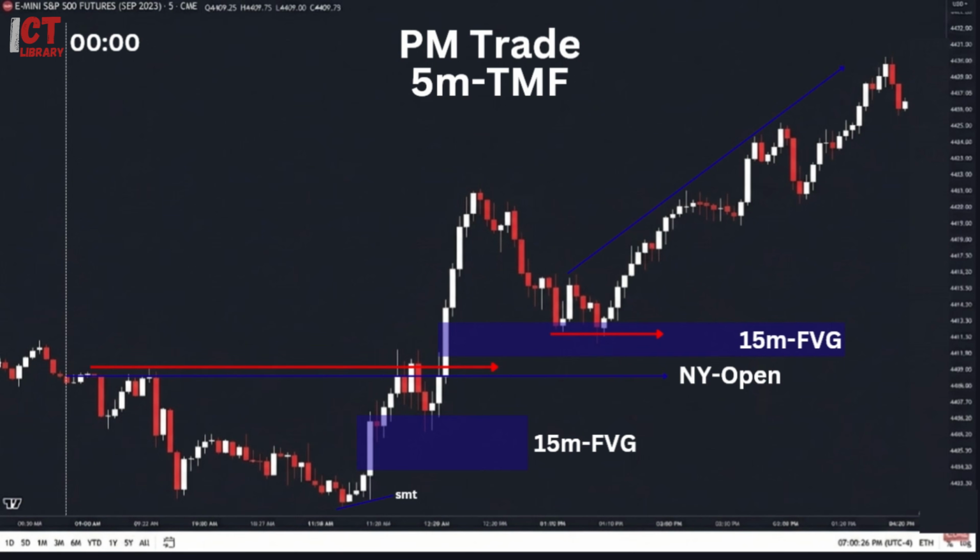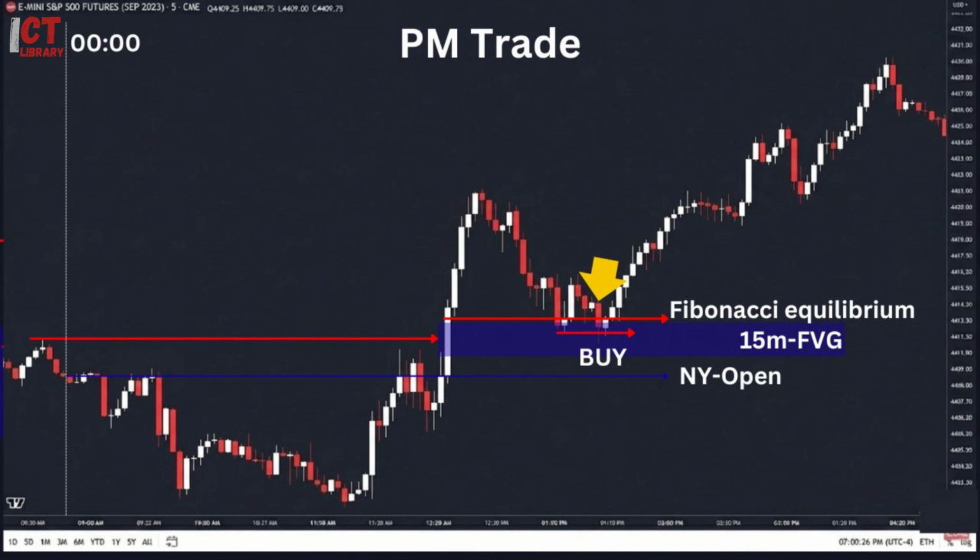To keep it simple, here is exactly what we covered today. First, the bias shift. We learned that when your original target isn't hit, you don't panic. You wait for the market to show its hand by respecting a higher timeframe fair value gap. Second, the SMT secret. We use the Nasdaq and S&P overlay to find real accumulation. Remember, if one index makes a lower low and the other doesn't, that's your signal that smart money is buying.